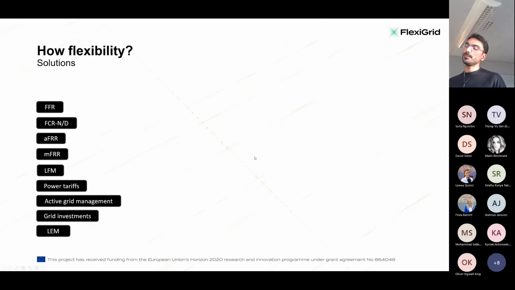To take that further, maybe the next step is, now that we know what flexibility is and why we need it, how can we activate flexibility? I have tried to list different methods here for activating flexibility. It might not be limited to only this, but these are the ones I could think of.